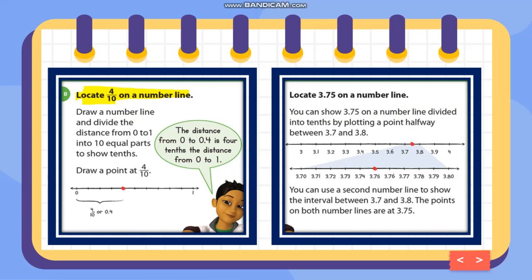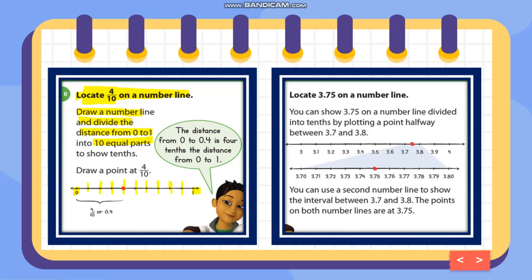What we are going to do is draw a line and divide the distance from 0 to 1. Why 0 to 1? Because 4/10 is less than 1, so we need to start from 0 to 1. Then we're going to divide that into 10 equal parts to show tenths. So this is 1, 2, 3, 4, 5, 6, 7, 8, 9, and 10.